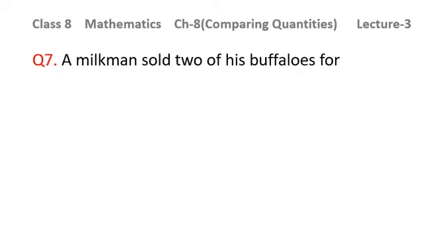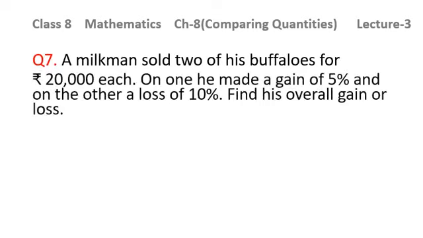Coming to next question, a milkman sold 2 of his buffaloes for rupees 20,000 each. So here SP is given to us now. In the previous case, CP was given. Here SP is given to us. On one he made a gain of 5% and on the other a loss of 10%. Find his overall gain or loss.